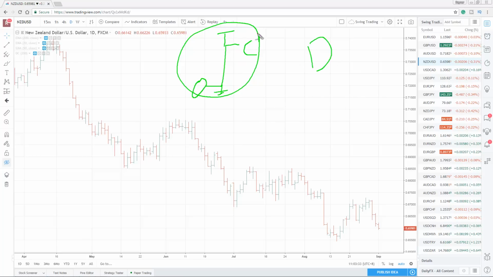If you're looking at a 1 hour time frame, then this is the high of the 1 hour time frame, and this is the low over the last 1 hour. And if you're looking at a weekly time frame, this is the high of the week, and this will be the low of the week. Again, this is the open, and this is the close.